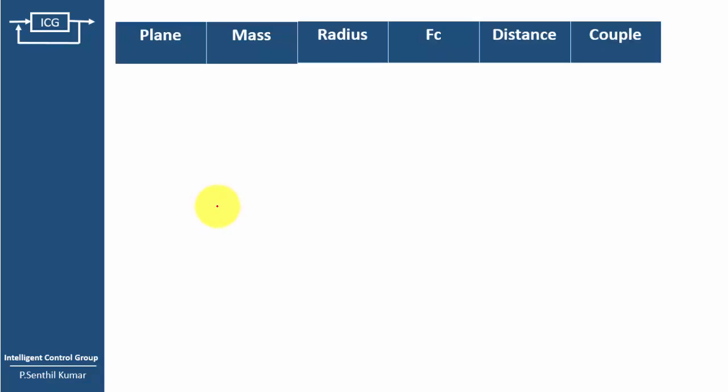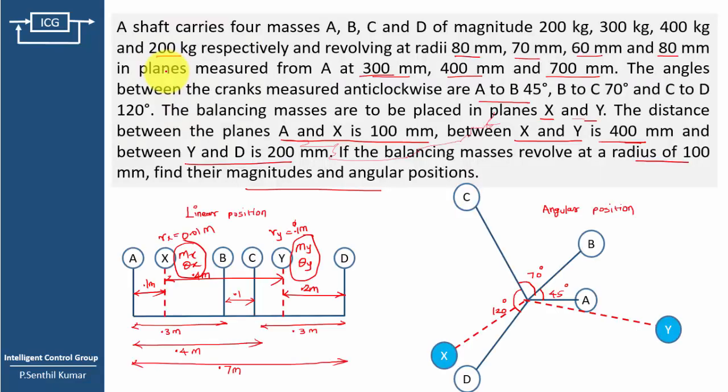Next we need to draw a table from the given data. First column plane, second column mass, third column radius. Then using mass and radius we have to calculate centrifugal force and distance. Then finally we will calculate couple. First we will mark the order of the planes. Go back to your problem. See here, in this linear diagram we have an order for the planes. It starts with A, X, B, C, Y, and it ends with D. So this is the order of planes.